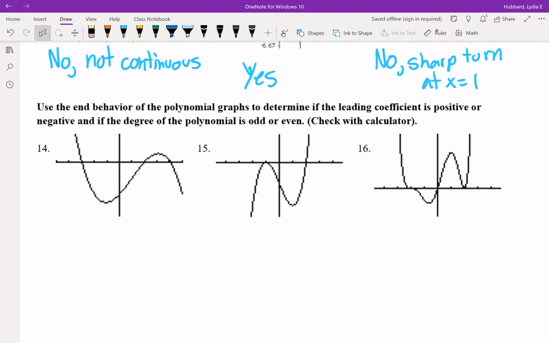And then finally, this says use the end behavior of the polynomial graph to determine if the leading coefficient is positive or negative, and if the degree of the polynomial is odd or even. Okay, so in this first one, we have our right side is going down, and our left side is going up. So remember that right side going down means it is negative, and the left side doing the opposite of the right means it's going to be odd.